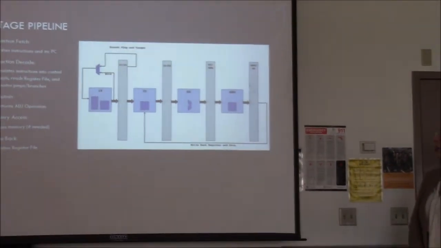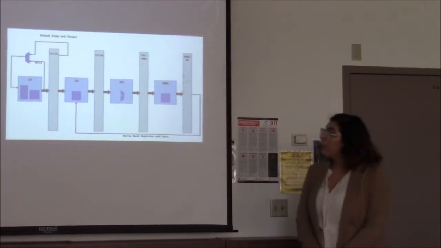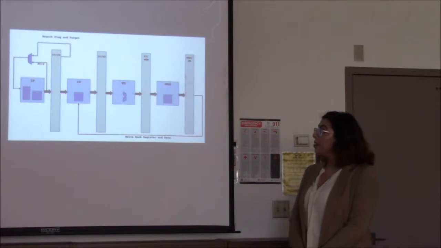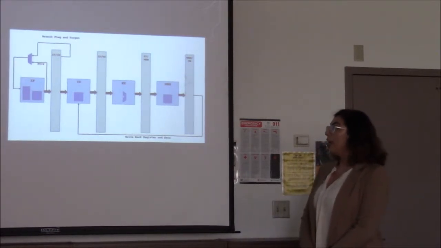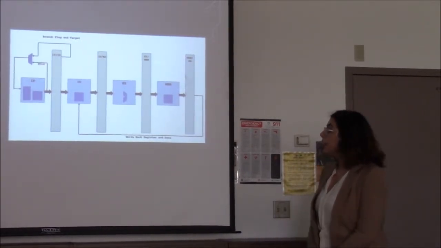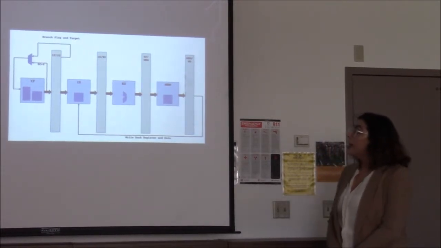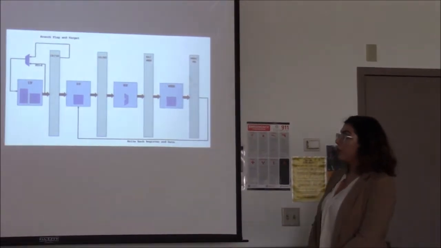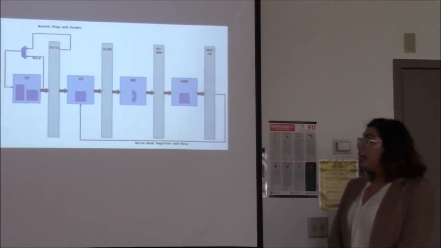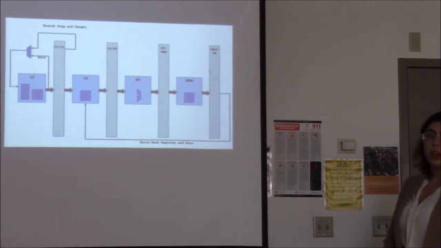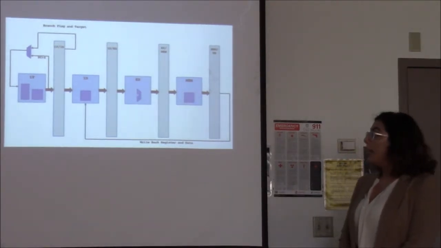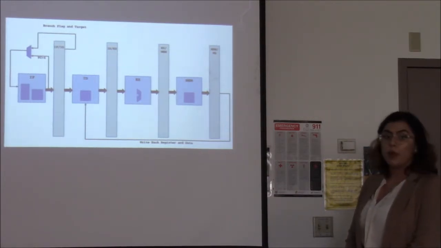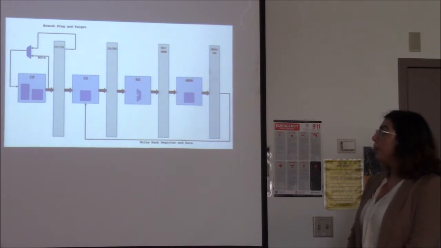This is a brief overview of the five-stage pipeline. Our stages are separated by pipeline registers. The first stage is instruction fetch. It fetches the instructions and it increments our program counter. Next, we have our instruction decode that translates the instructions into our control signals, reads the register file, and for our pipeline, it also executes our jumps and branches. Next, we have our execute stage that performs all the ALU operations. Next, we have the memory access. It accesses memory if we need it. And lastly, we have our write-back stage that will update the register file.